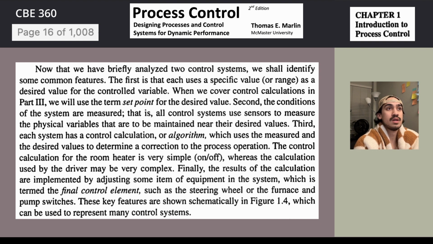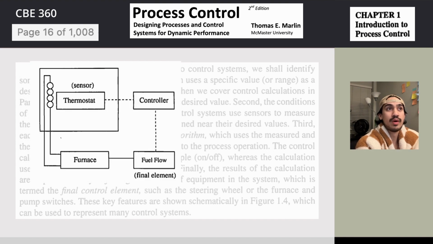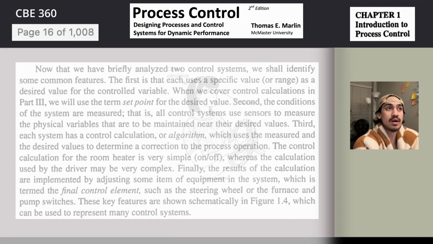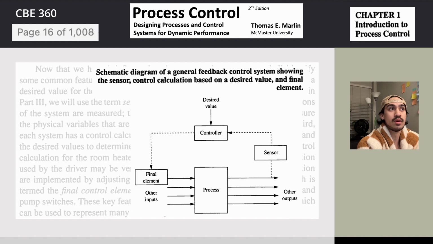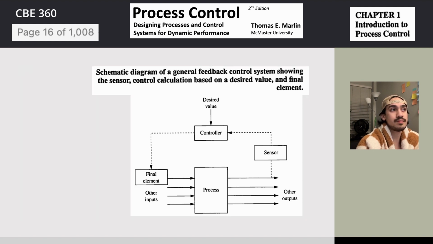That is, all control systems use sensors to measure the physical values and variables that are to be maintained near their desired values. Third, each system has a control calculation or algorithm which uses the measured values and their desired values to determine a correction to the process operation. The control calculation for the room heater is very simple, on/off, whereas the calculation used by the driver may be very complex. And finally, the results of the calculation are implemented by adjusting some item of equipment in the system, which is termed the final control element, such as the steering wheel or the furnace and pump switches. These key features are shown schematically in Figure 1.4, which can be used to represent many control systems.